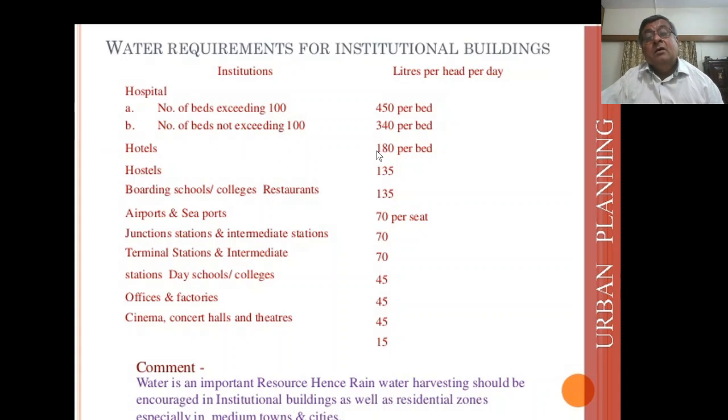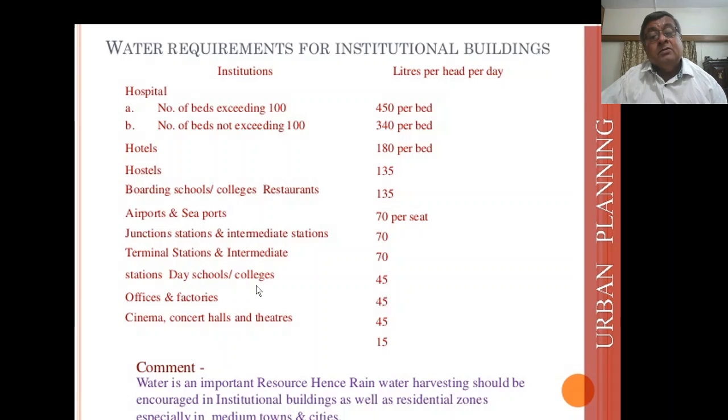For hotels, that is residential, for lodging 180 per bed. For hostels, it is 135 per bed. Boarding schools, college and restaurants, it should be 135 LPCD, liters per capita per day. For airport and seaports, it should be 70 per seat. And junction stations and intermediate stations, it should be 70 per seat. Terminal stations and intermediate, it comes to 70 liters per seat.